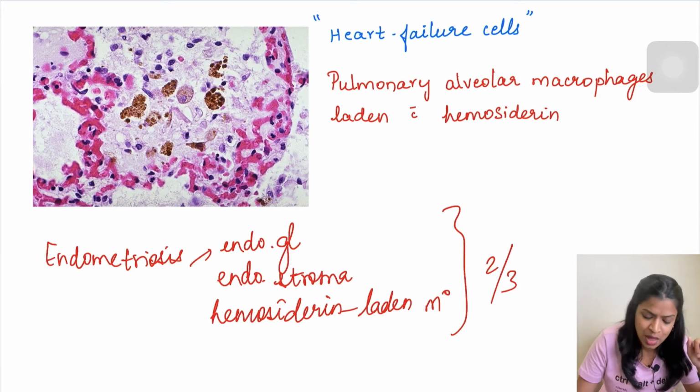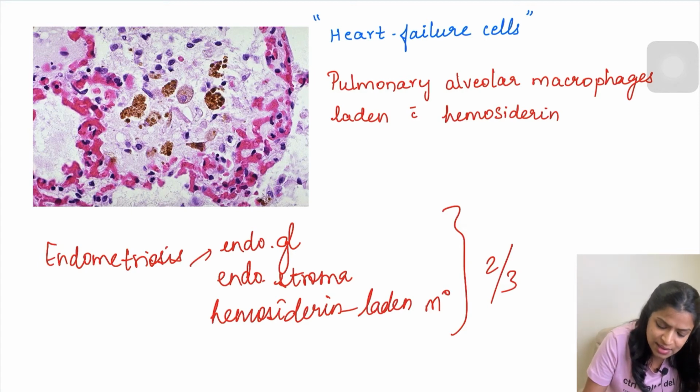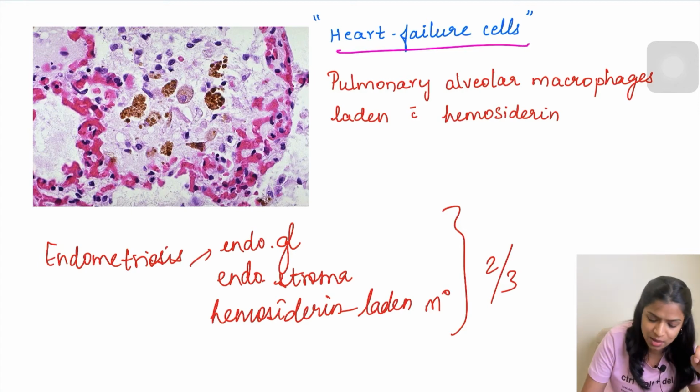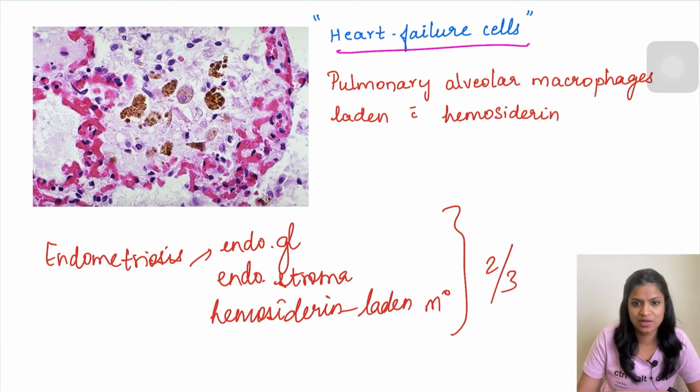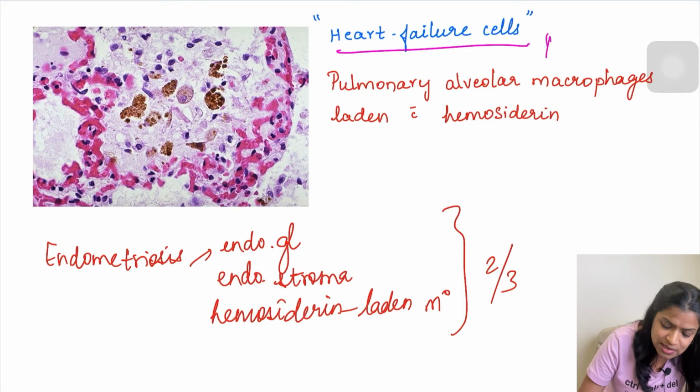So here again we can see hemosiderin-laden macrophages, and that can be highlighted with the Pearl's Prussian blue stain. Another place wherein we see these hemosiderin-laden macrophages, which are given a special name called heart failure cells. These heart failure cells are nothing but pulmonary alveolar macrophages only, which have taken up the hemosiderin, and it is classically seen in a condition called pulmonary edema.